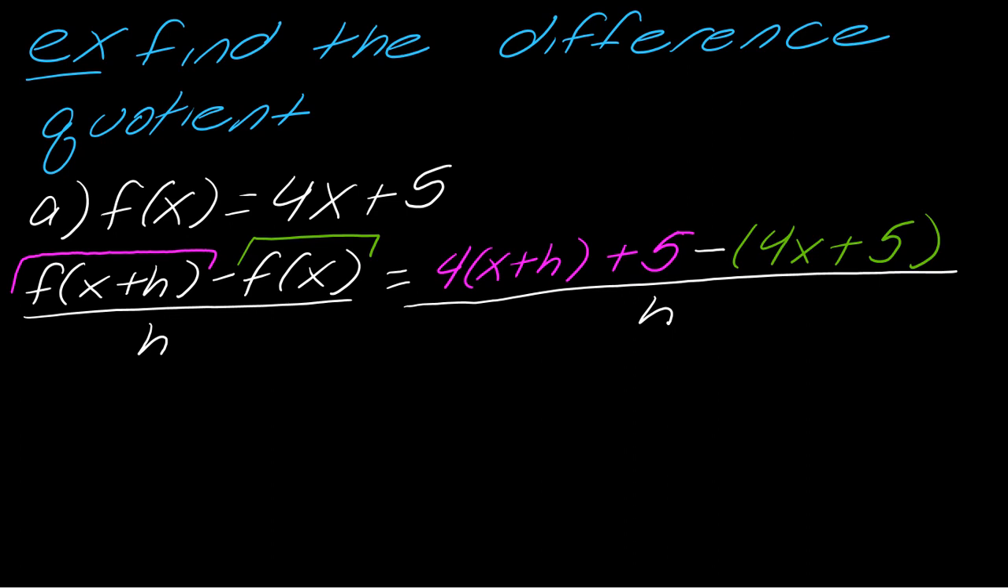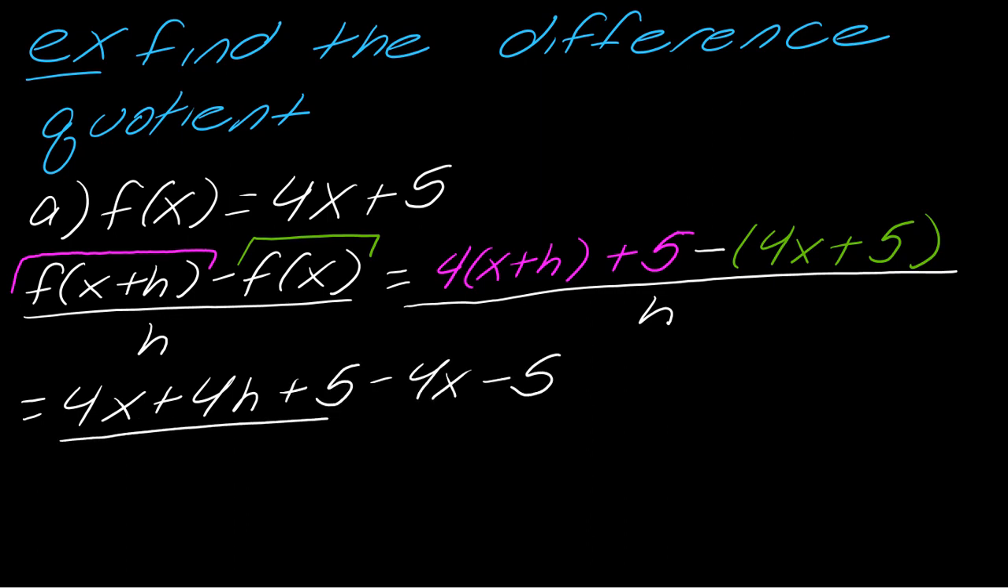So you just have to work it out now to the best of your ability and do whatever the math is telling you to do. So in this case, I need to distribute the 4. I need to distribute the minus sign. So let's go ahead and do that. So this becomes 4x plus 4h plus 5 minus 4x minus 5, all of that divided by h. So now that I've got that all written out, what can I do on top?